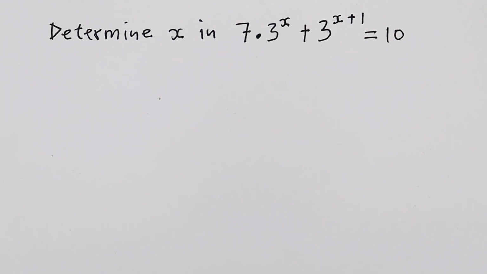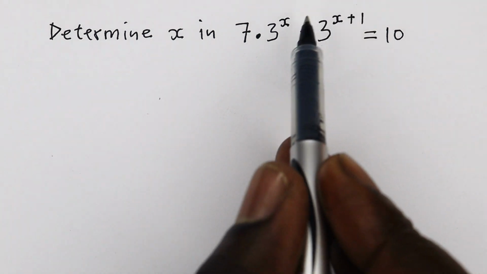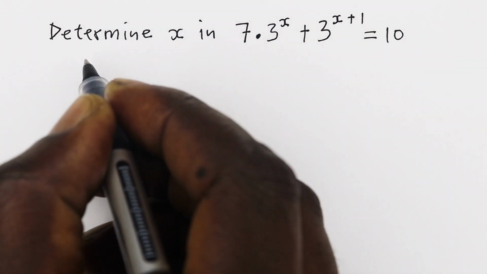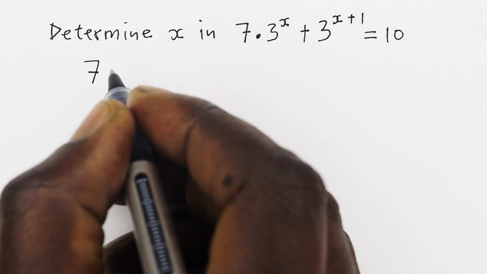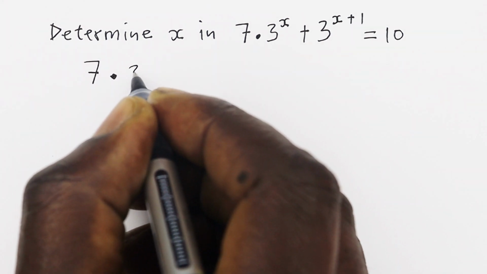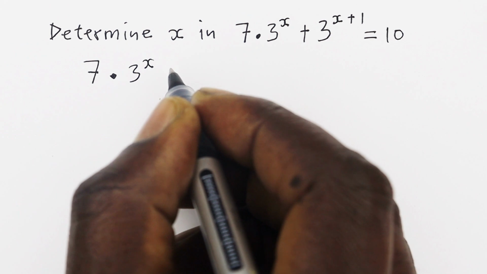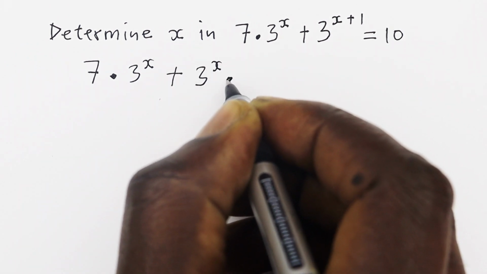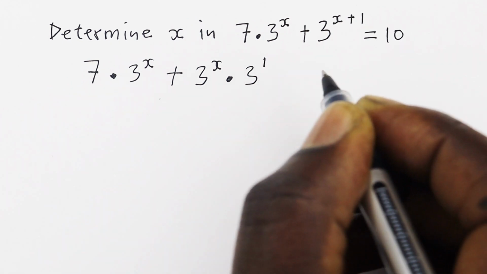Let us look at this next question. Determine x in 7 times 3 raised to power x plus 3 raised to power x plus 1 is equal to 10. So the first thing you're going to do is rewrite this particular term using the laws of indices. So it means what you have is 7 times 3 power x plus 3 power x times 3 power 1 is equal to 10.